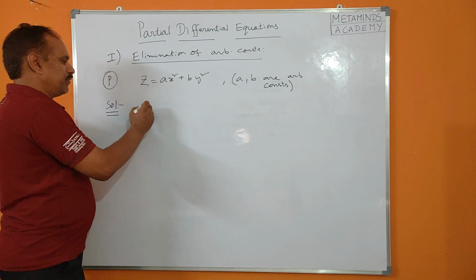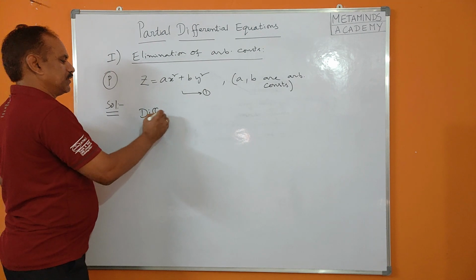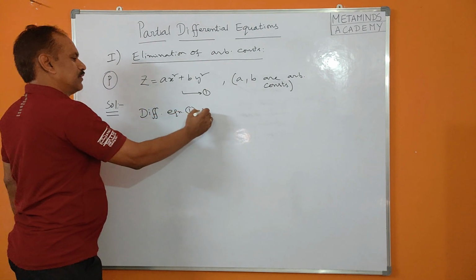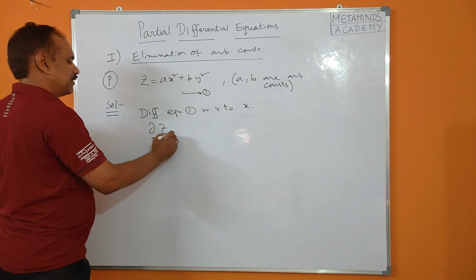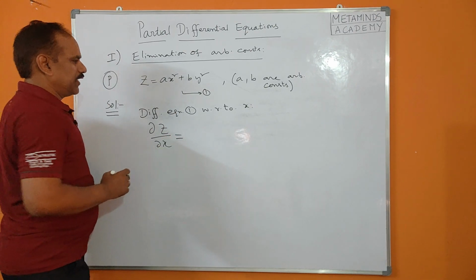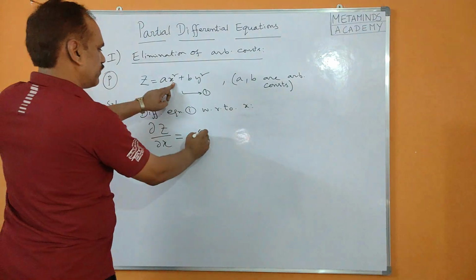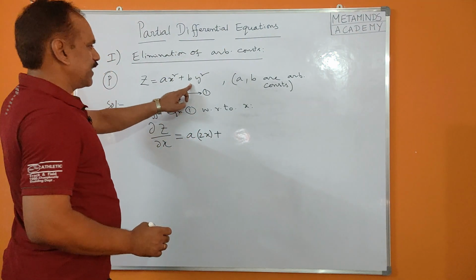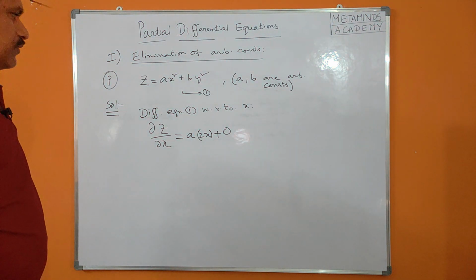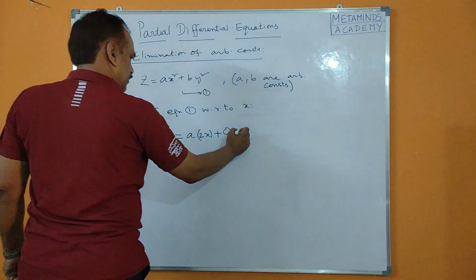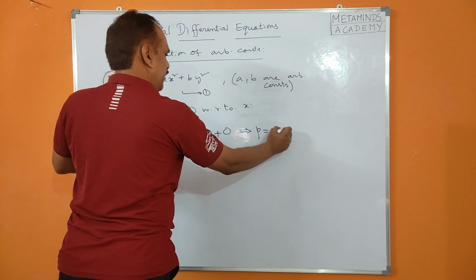Now how do you eliminate? First of all, you differentiate the given equation 1 with respect to x. What you will get? Dou z by dou x. We are differentiating with respect to x, therefore a is a constant, and the derivative of x square is 2x. There is no x in the second term, so its derivative is 0; it is treated as a constant. So we denote dou z by dou x by p. So p equal to 2ax.